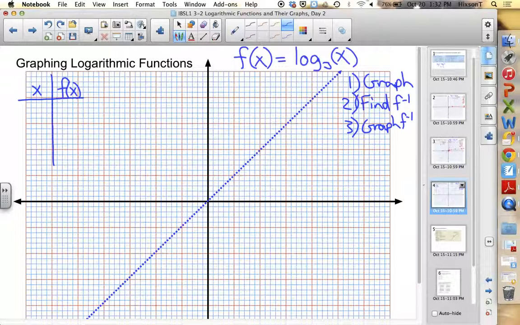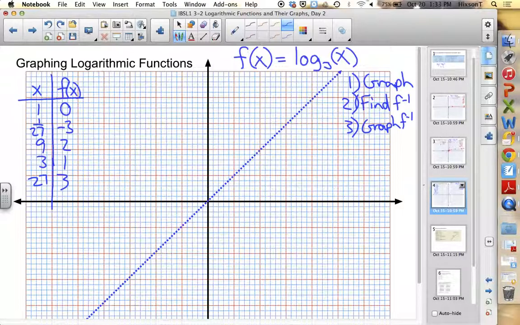Alrighty, let's real quickly come up with some points for f of x. Give me a point for f of x. 1, 0. Okay. 1/27, negative 3. Okay. 9, 2. 27, 3. Okay. 3, 1. So that gives us a good idea. We'll stick with those for right now. We could also do 27, 3. All right. Let's look at that one.